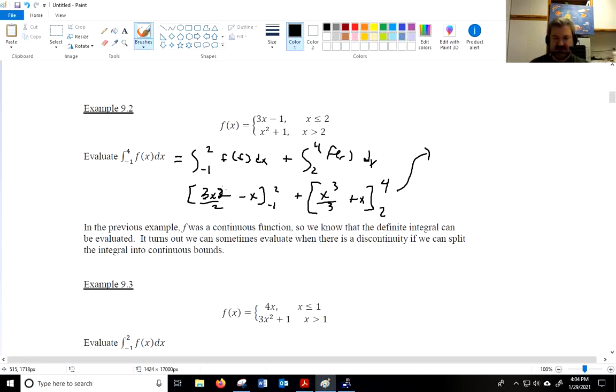Plugging in, this is going to give you 12 over 2 is 6, minus 2 is 4. And you should write it all out, not try and do it in your head like I am, but I'm trying to save some space here. That's going to be 3 over 2 plus 1, which is 5 over 2. And then this one here is going to be 64 over 3. Plus 2.